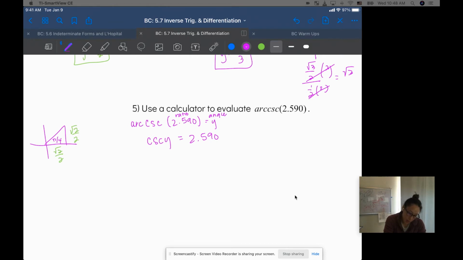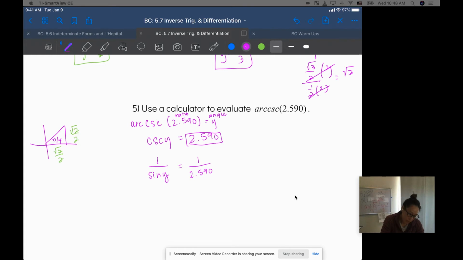And then I'm going to use my trig properties to change the cosecant of y to 1 over the sine of y using the reciprocal property. And then when I do that, I have to reciprocate my ratio, 1 over 2.590. So now what I have is y. Well, I'm going to flip these. So I have y.